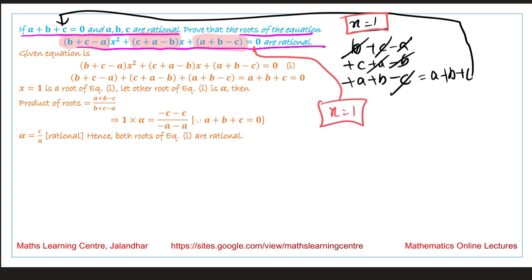x is equal to 1 is a root of this equation, and let the second root be alpha. Then the sum of the roots is 1 plus alpha, that is equal to minus b by a, that is equal to minus (c plus a minus b) divided by (b plus c minus a).